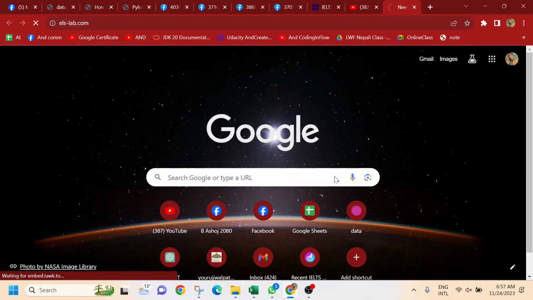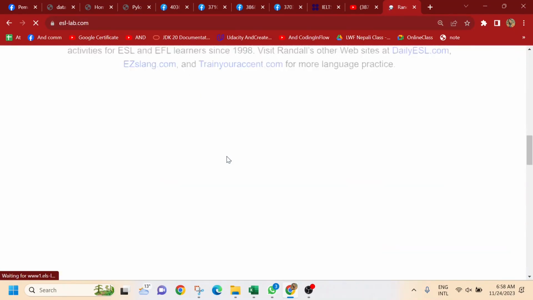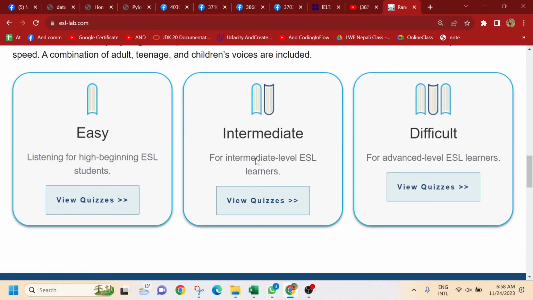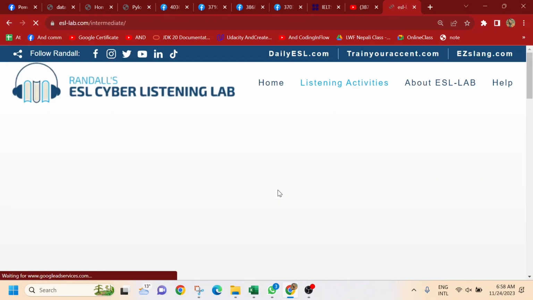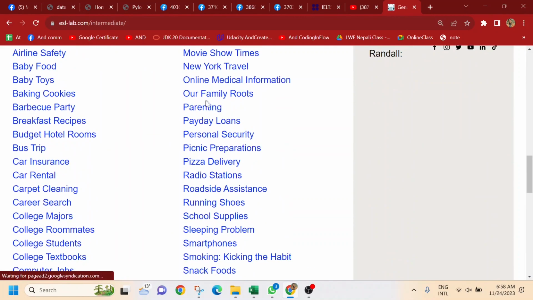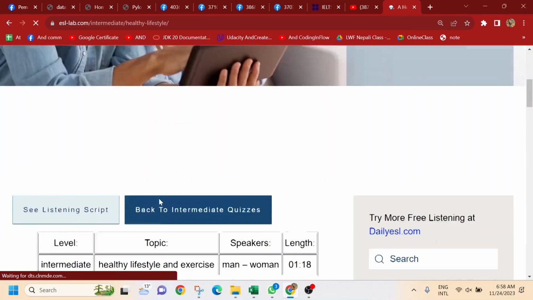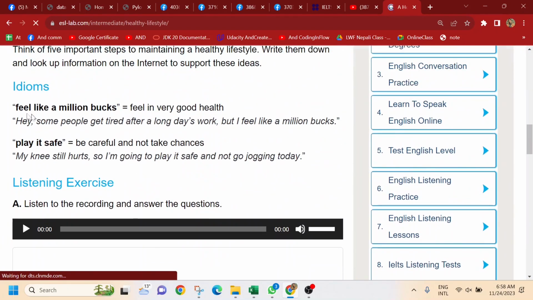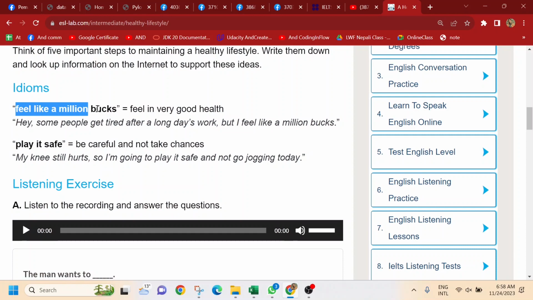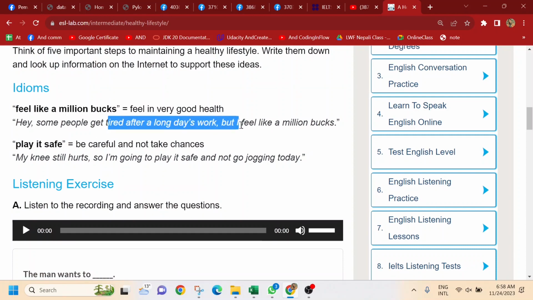esl-lab.com, so go to esl-lab.com. Here go to the intermediate section, you can close this, and here are lots of things. You can choose any topic, for example healthy lifestyle, try to speak for 2 minutes and go inside it. Here you get some idioms: feel like a million dollars, play it safe. Even the meanings are given along with the sentences.